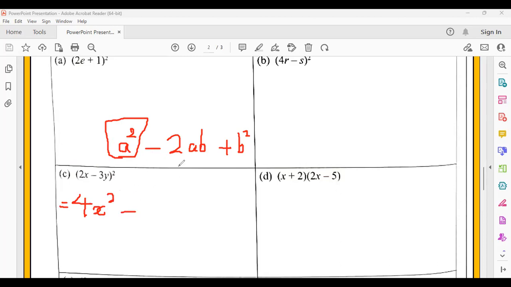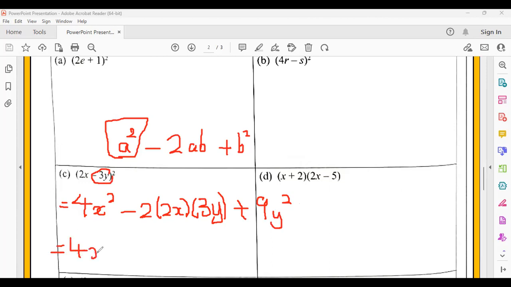Follow the minus, then 2. Follow your 2, write your A. Your A is 2x. Write your B is 3y. Can you see that now? You write it down. If you don't understand, you write it down. And then the last part, don't forget, plus b squared. 3y is your b, so b squared is 9y squared. You understand? Now the middle term only needs to be worked out.